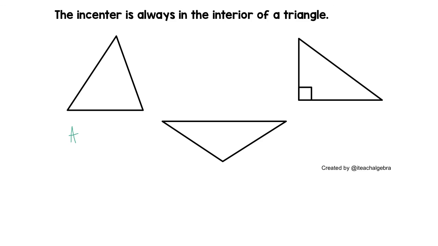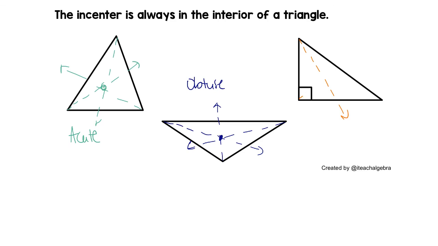So if we have an acute triangle, the incenter cuts these angles in half, there or so. Man, my lines are not very good. An obtuse triangle cuts these in half. There's the incenter. And a right triangle has an incenter right there.